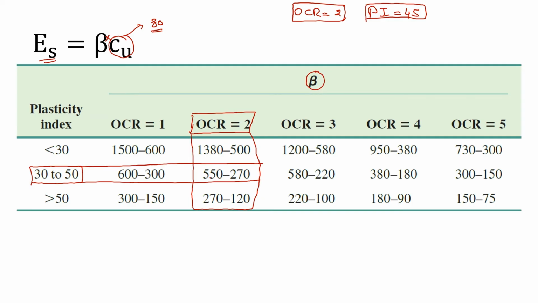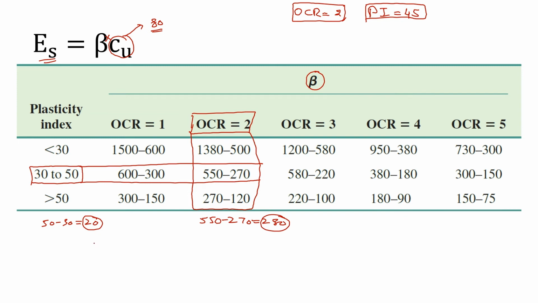We all know how to interpolate different values. So what is the difference of these values? This is 50 minus 30, that is equal to 20. And what is the difference of 550 minus 270? That will be 280. It means for 20 intervals, we have an increment of 280 values. Meaning the value of beta varies 280 times for 20 times the value of PI.